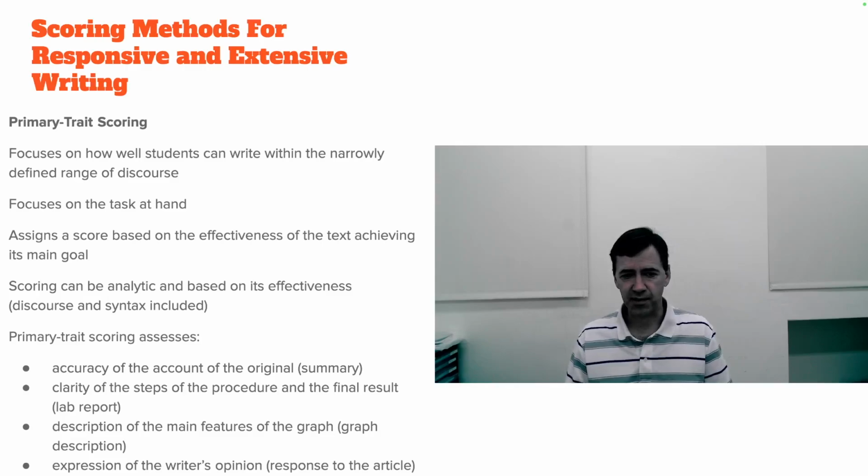The clarity of the steps of the procedure and the final result for a lab report, or the description of the main features of the graph for a graph description, or expression of the writer's opinion in response to the article. So you're not just focused on those 6 categories, but more on what it is they were supposed to do.